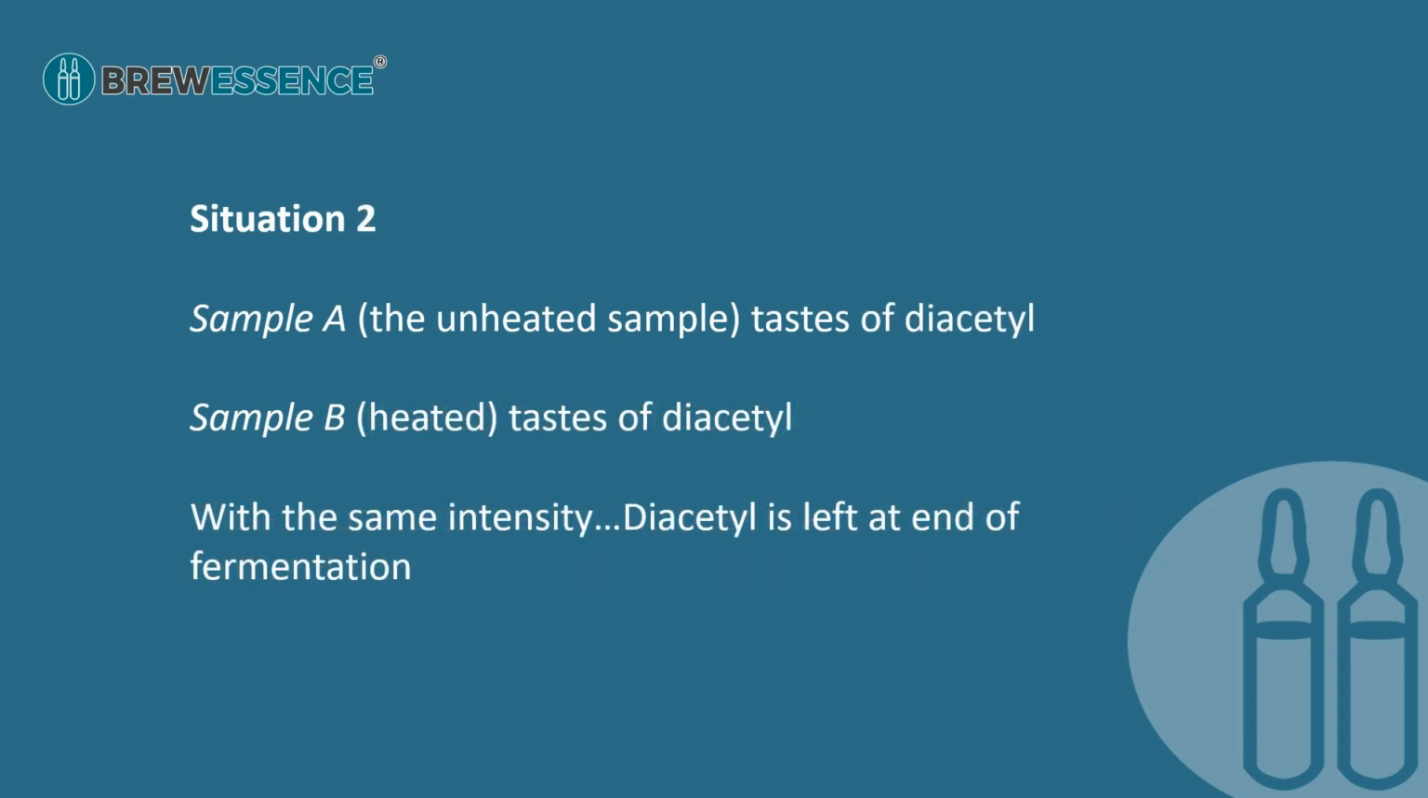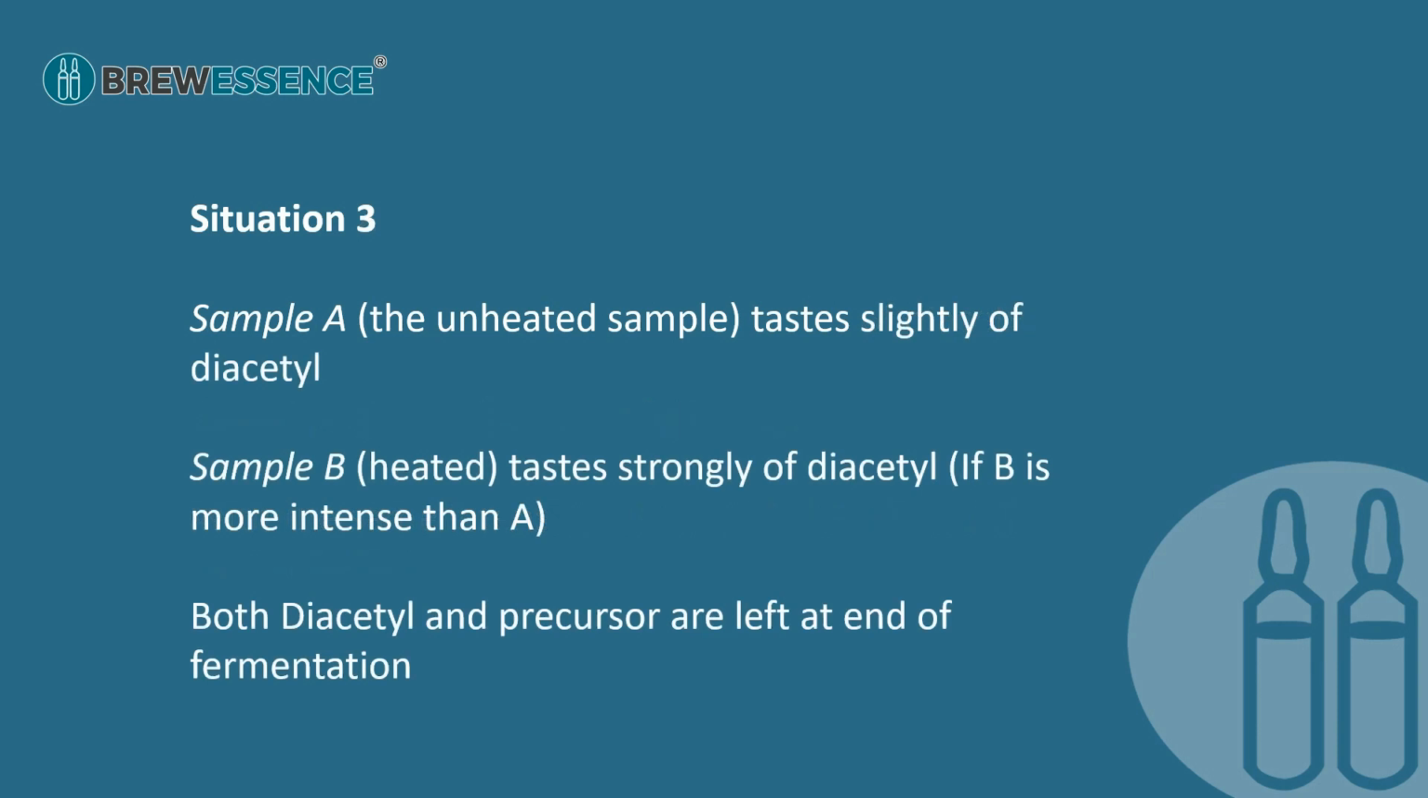In situation number 2, A, the unheated sample, tastes of diacetyl, and B, the heated sample, also tastes of diacetyl, with the same degree of intensity. That means diacetyl is left in the beer at the end of fermentation. Finally, in situation number 3, A, the unheated sample, tastes slightly of diacetyl, while B, the heated sample, tastes strongly of diacetyl. If B is more intense than A, both diacetyl and precursor are left at the end of fermentation.